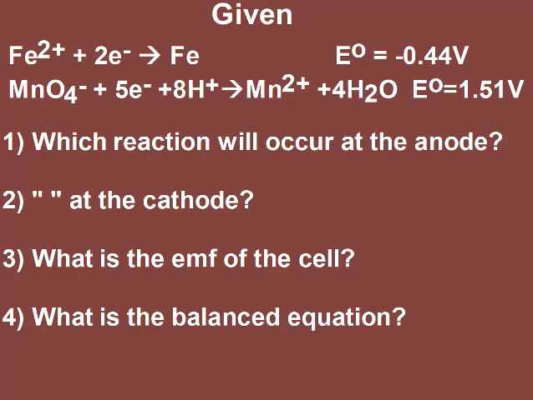The first thing you should have done was looked at your two half reactions and said that this one is more positive, so it stays as written, so it's going to be reduced. This one is going to be reversed, so it's oxidized. So the reaction occurring at the anode is the one oxidized, and so we need to reverse that reaction. So we get that. Our cathode is going to be as written, so we can just write that as it is.